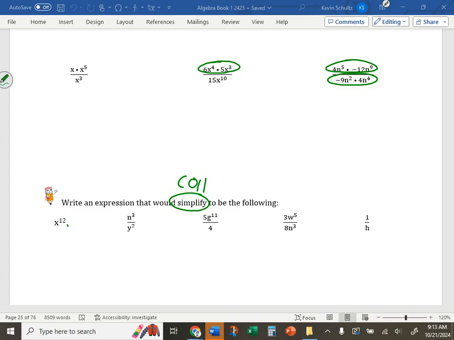X to the power of 14 divided by x to the power of 2. Yes, there you go. That would simplify to be x to the 12. Lucas, do you have another option? X to the 21st over x to the 9th would be another possible answer, right? So I'm giving you the answer. You are writing a potential division CO11 expression that would give you that as a final answer.